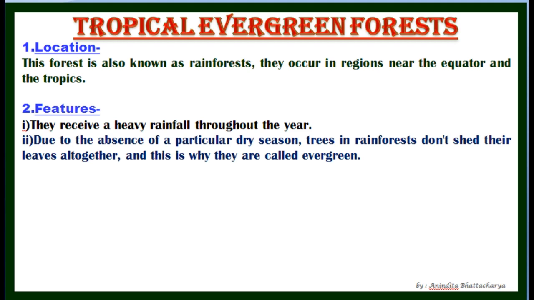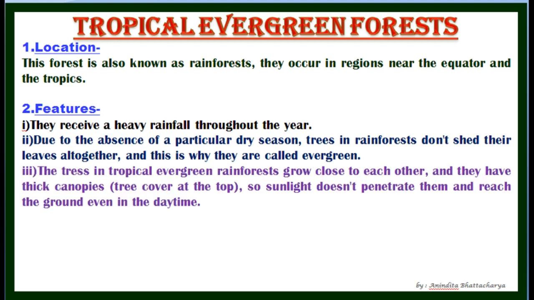they are called evergreen. So, why is tropical rainforest also called evergreen forest? Because due to the absence of a particular dry season, trees in rainforest do not shed their leaves altogether, and that is why they are called evergreen. Remember children, this point is very important.